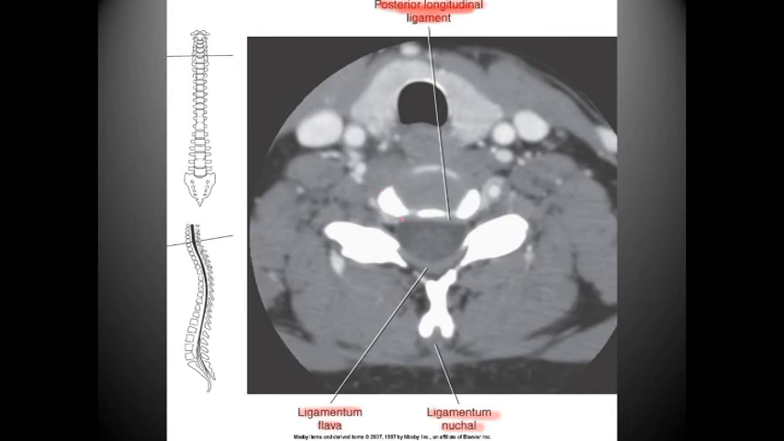Here we have the posterior longitudinal ligament. Really can't demonstrate the anterior longitudinal ligament unless this is it. Then we have ligamentum flava, which is on the posterior portion of the arch. And on the spinous processes, we have the ligamentum nuchae. Also on this image, we have the internal jugular, common carotid, thyroid, trachea, esophagus.